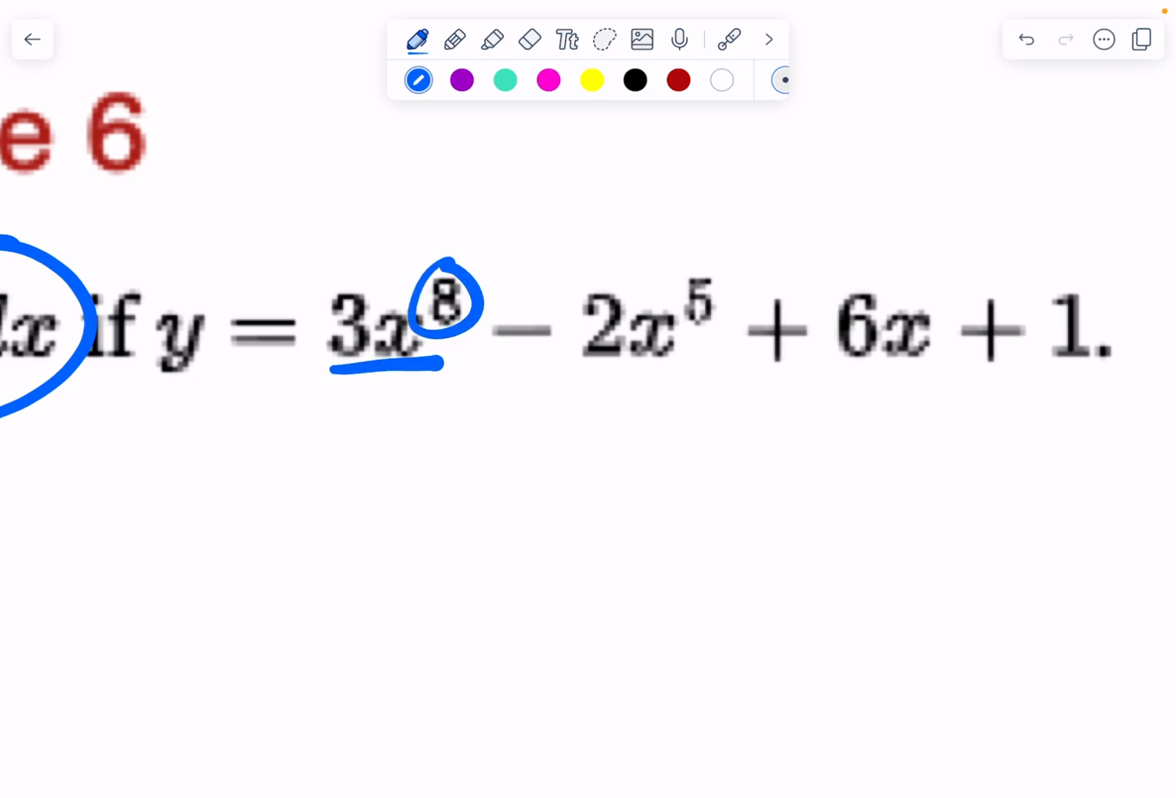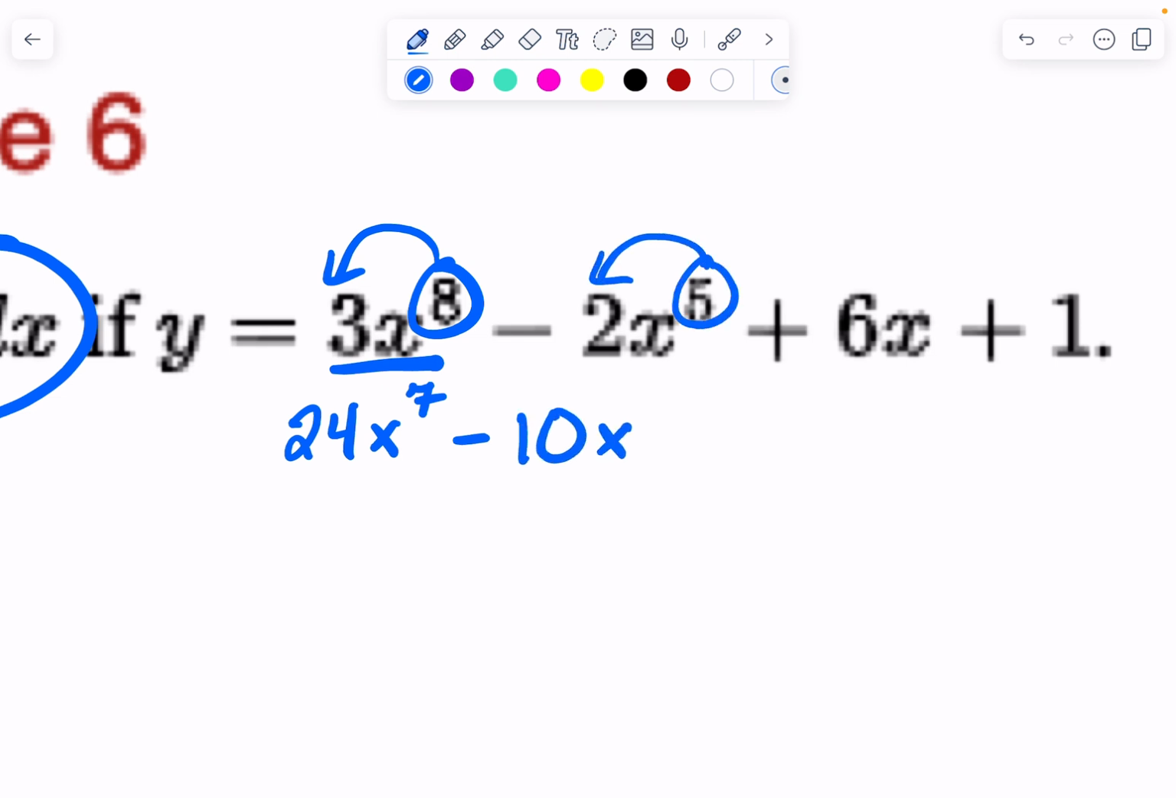For this term, I'm going to take the 8, I'm going to move it down in front, and 8 times 3 is 24, and 24x to the 7th power. Okay, and then I'm just going to keep going from there. Minus 5 comes down in front, 5 times 2 is 10, x to the 4th power. This is x to the 1st power, so the 1 comes down in front. This is 1 times 6, which is 6x to the 0 power, right? And x to the 0 power is 1, so this really just goes away, right?